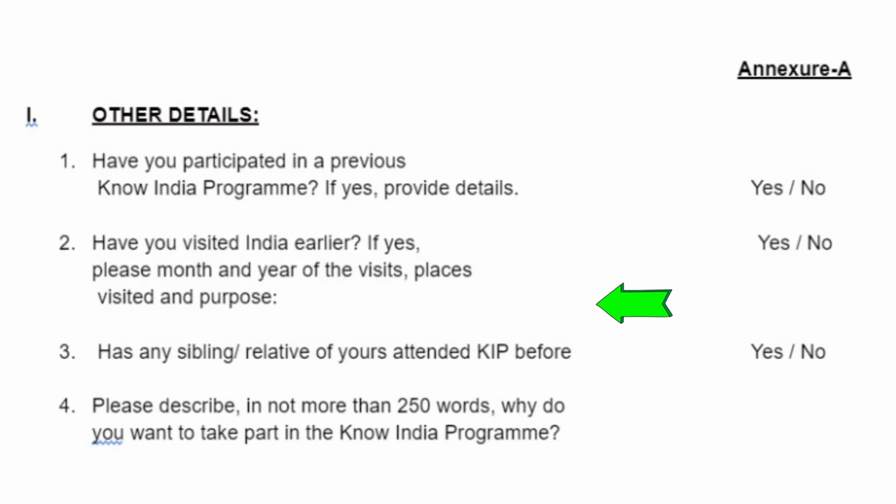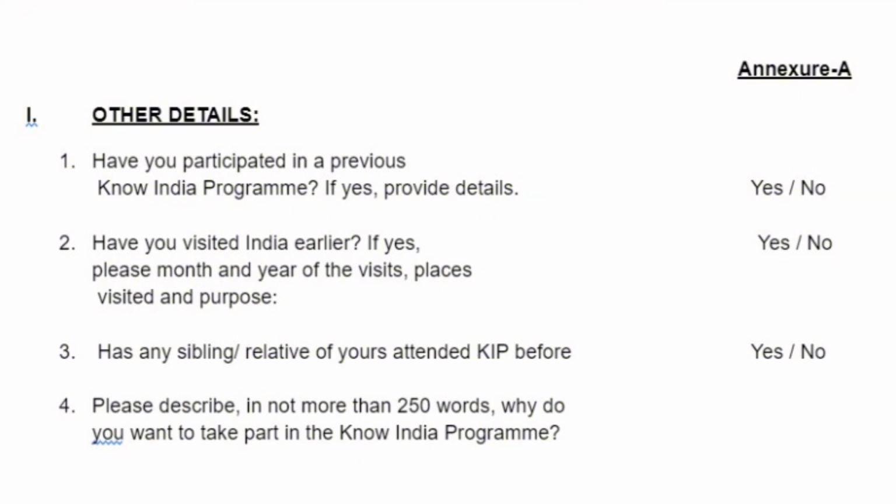The other detail section deals with if you've ever participated in the KIP program before, if you have visited India before. As I would have mentioned, they give preference to persons who have never visited. Number 3 and 4. Number 3 is a new one. If you have any siblings or relatives who would have attended the program before. I didn't fill out this, so this is a new question. And for number 4, you can say why you want to take part in the program.